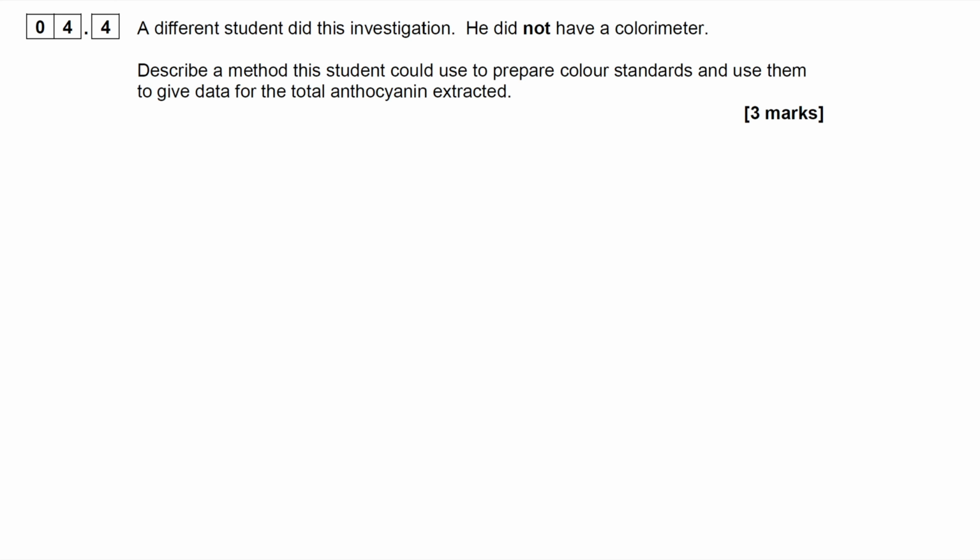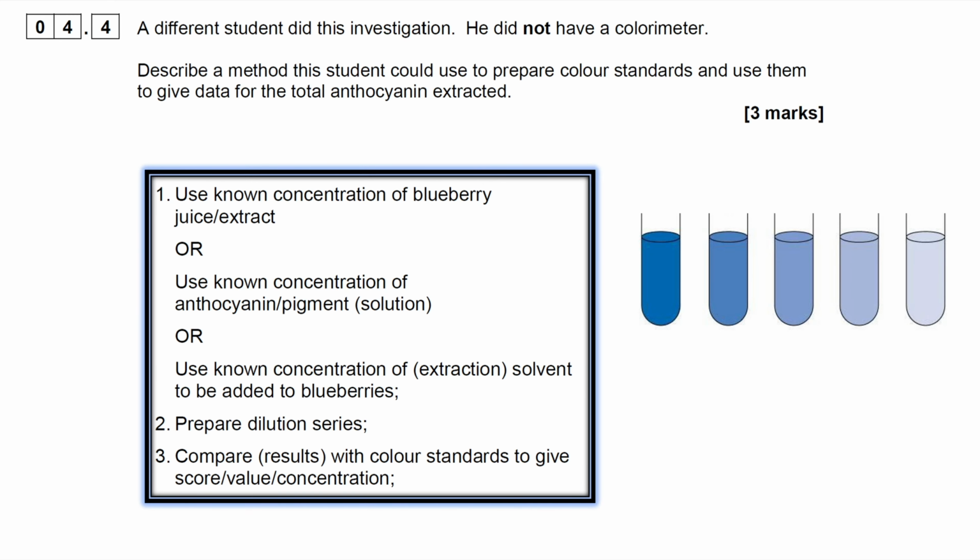Okay, the next part of this question is, a different student did this investigation. He did not have a colorimeter. Describe a method this student could use to prepare color standards and use them to give data for the total anthocyanin extracted. So what the student will have to do is make standard solutions of known concentrations and then compare the results with these known standards. Because this question is for 3 marks, you should cover these 3 points.